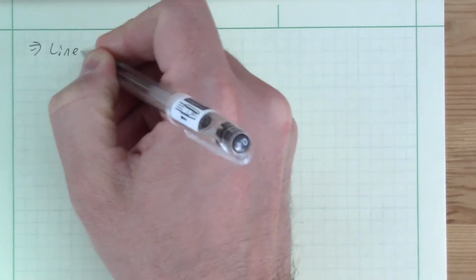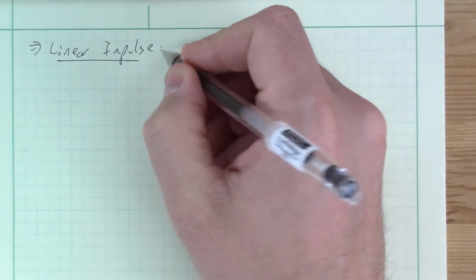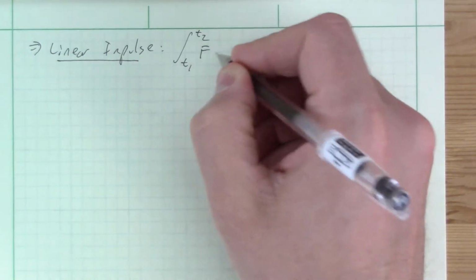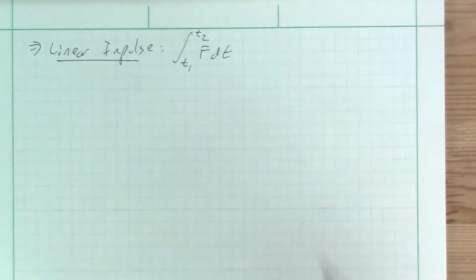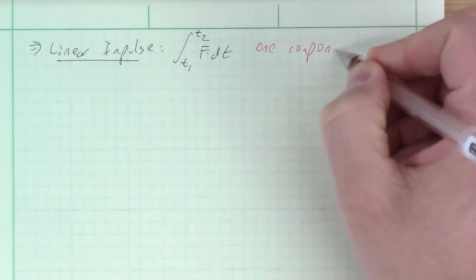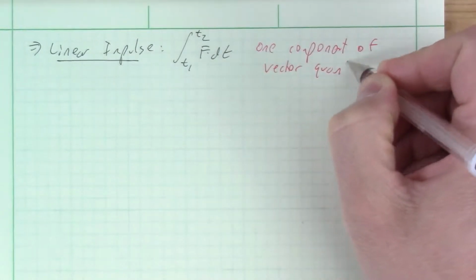So linear impulse is, well, we just had it there, but since I closed it, let's just say some component of the force integrated over time. One component of the vector quantity.